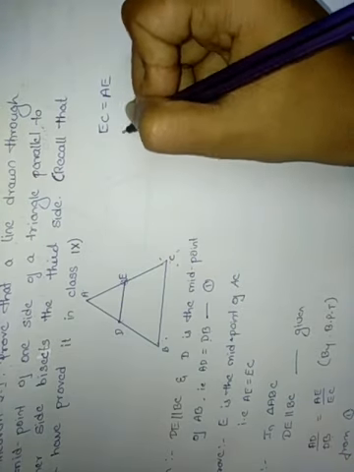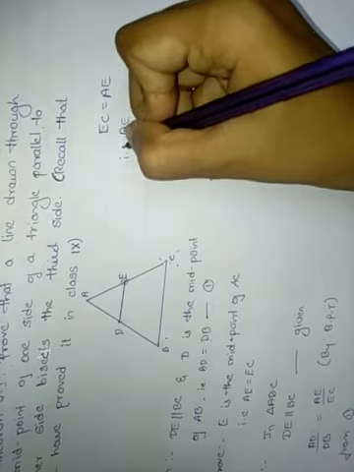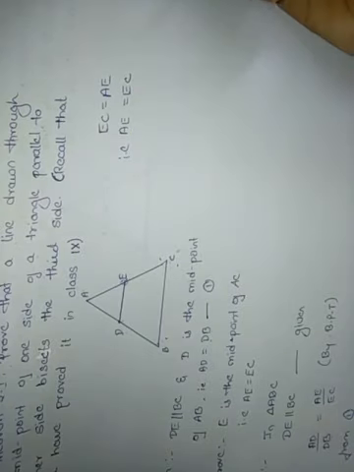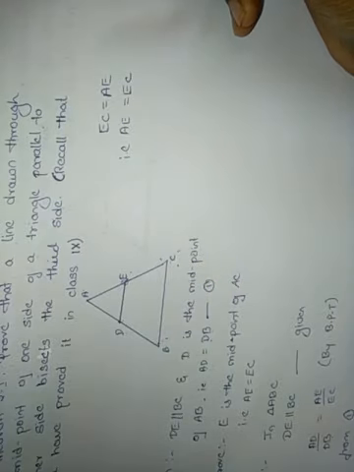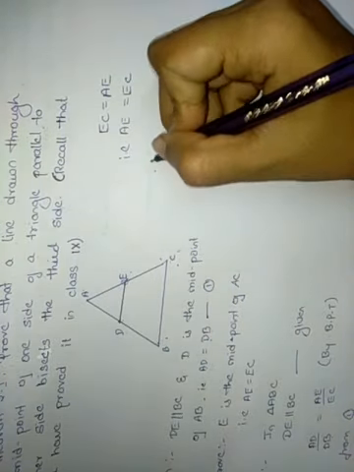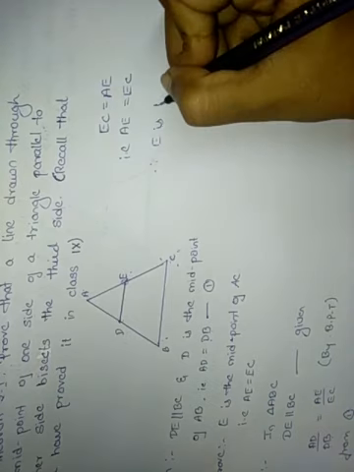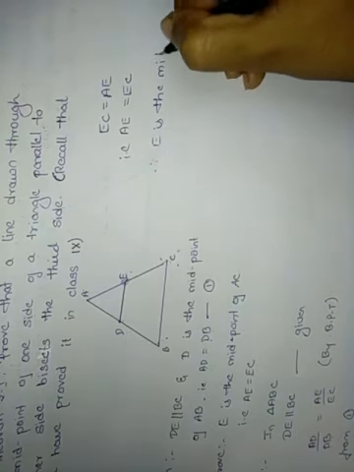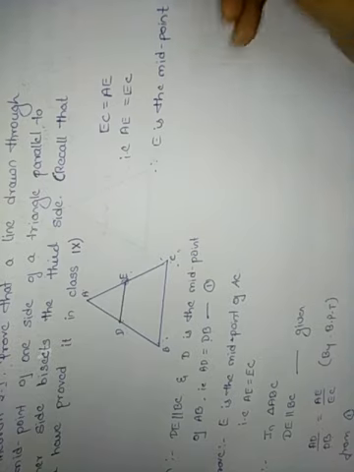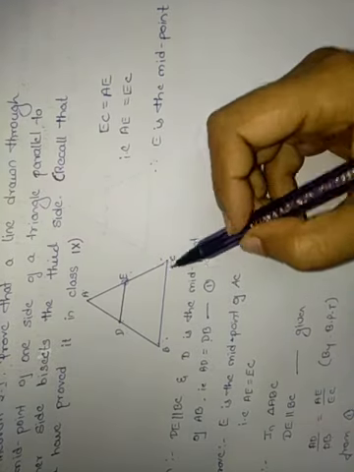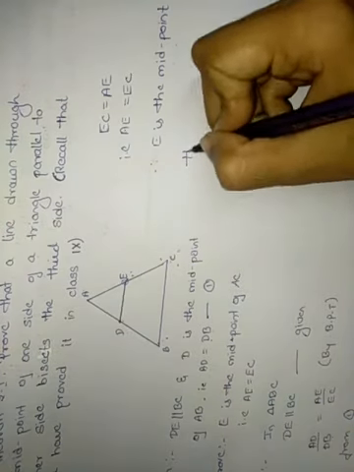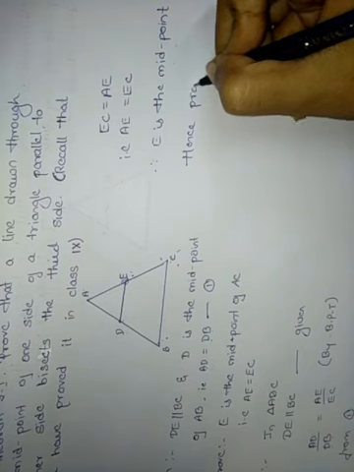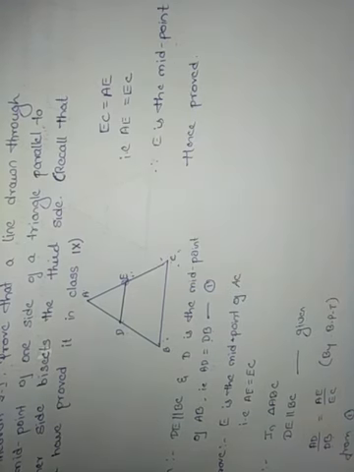That is nothing but AE is equal to EC, right? If AE is equal to EC, we can say that E is the midpoint, yes or no? So we can say that, therefore, E is the midpoint, right? We proved it. Here we had to show that E is the midpoint, and that only we have shown here. So hence proved. This completes the seventh proof.